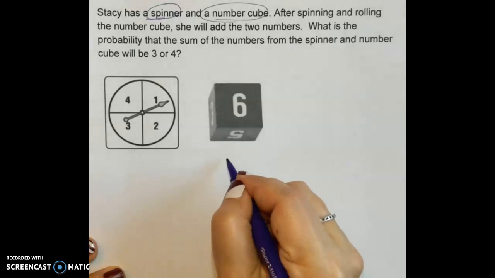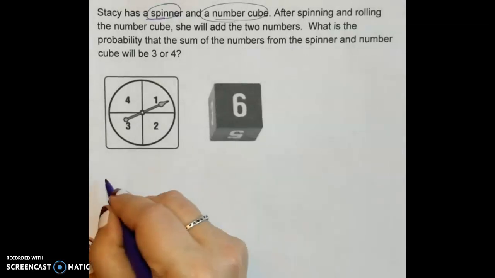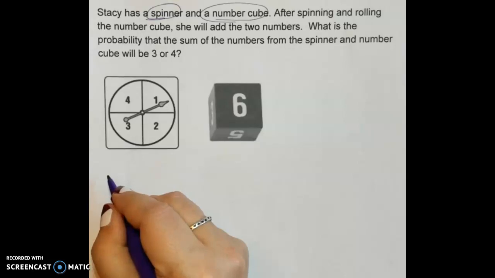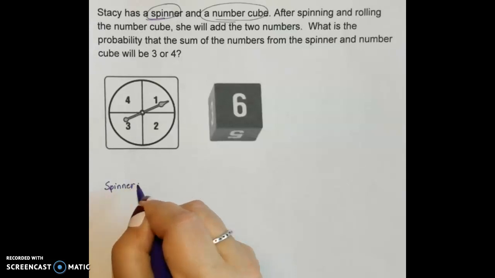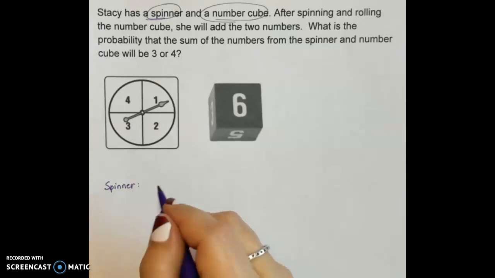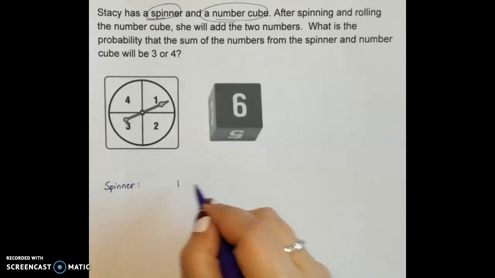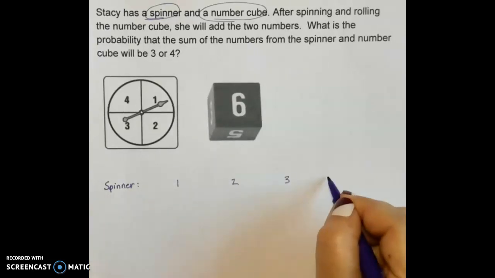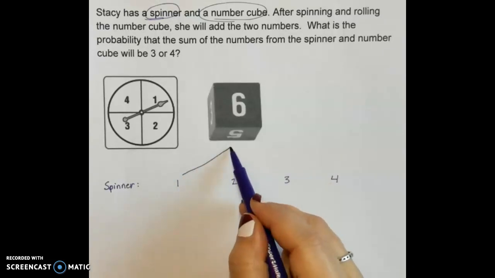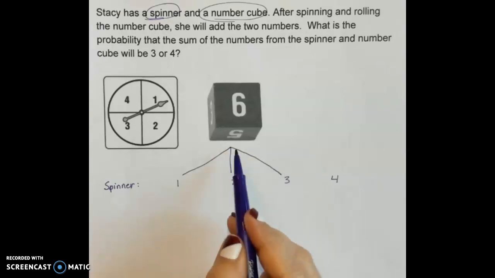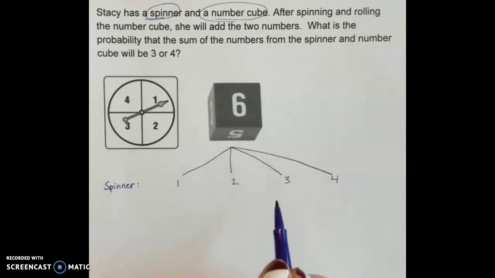Okay, we're going to start up here at the top. And I always like to record what the events are along the side. So our first event is spinning a spinner. And the things that can happen when we spin that spinner are Stacy could land on a 1, a 2, a 3, or a 4. Now, I am giving myself quite a bit of space in between my numbers, because a tree diagram does tend to branch out and get wider as we go.